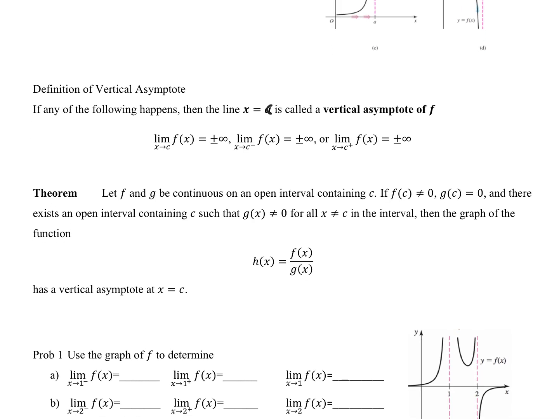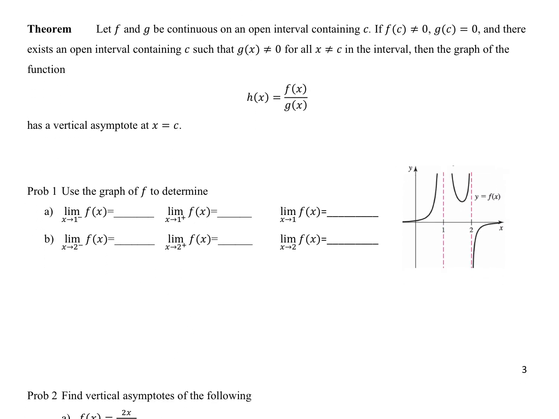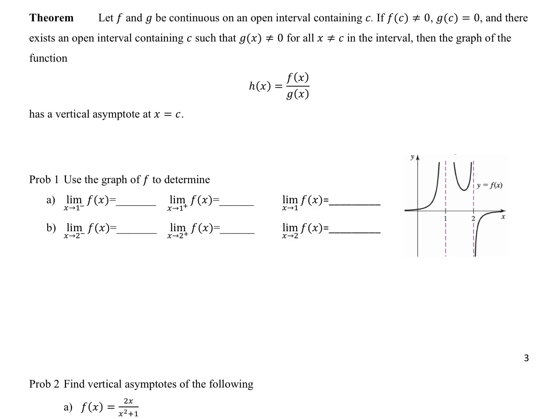Now let's work on some problems. Let's take a look at the first one using the graph. The graph of the function is given here. Let's identify the following. The first one is the limit when x is approaching 1 from the left. We can see that the function value is growing without bound. Therefore, the limit we denote as infinity.